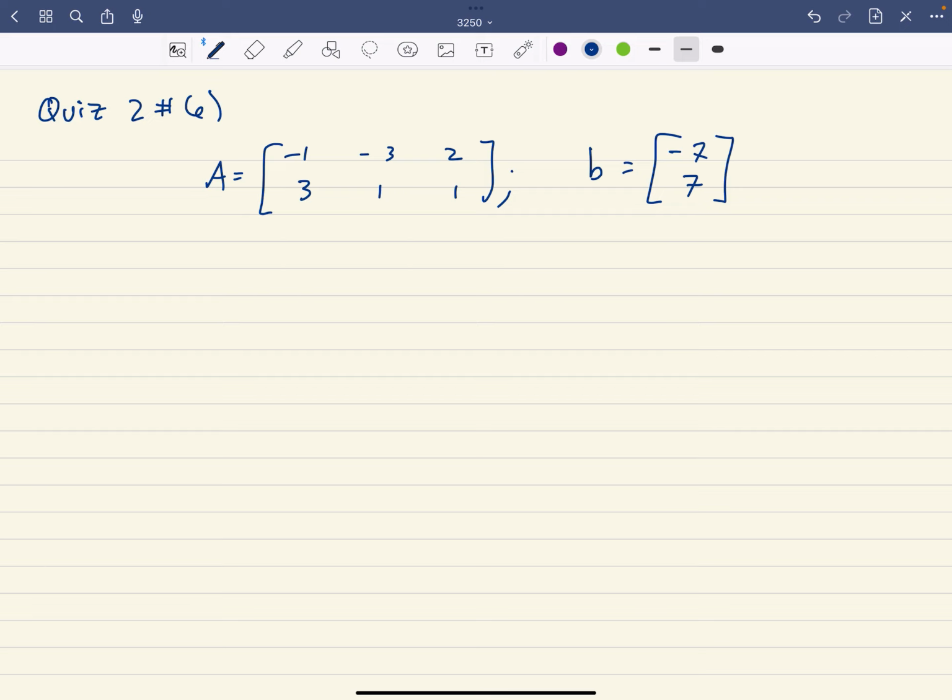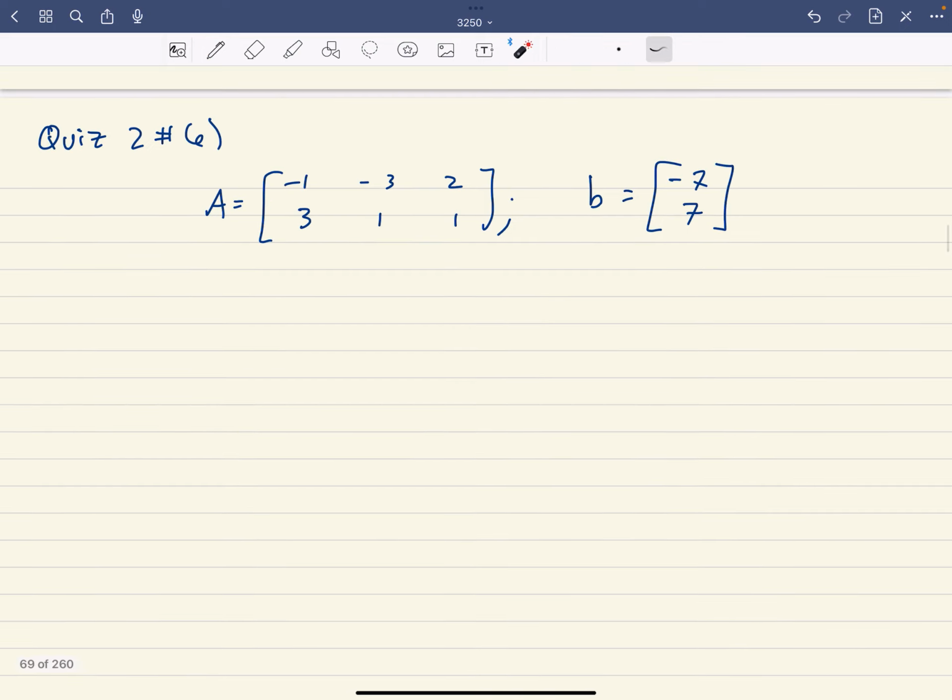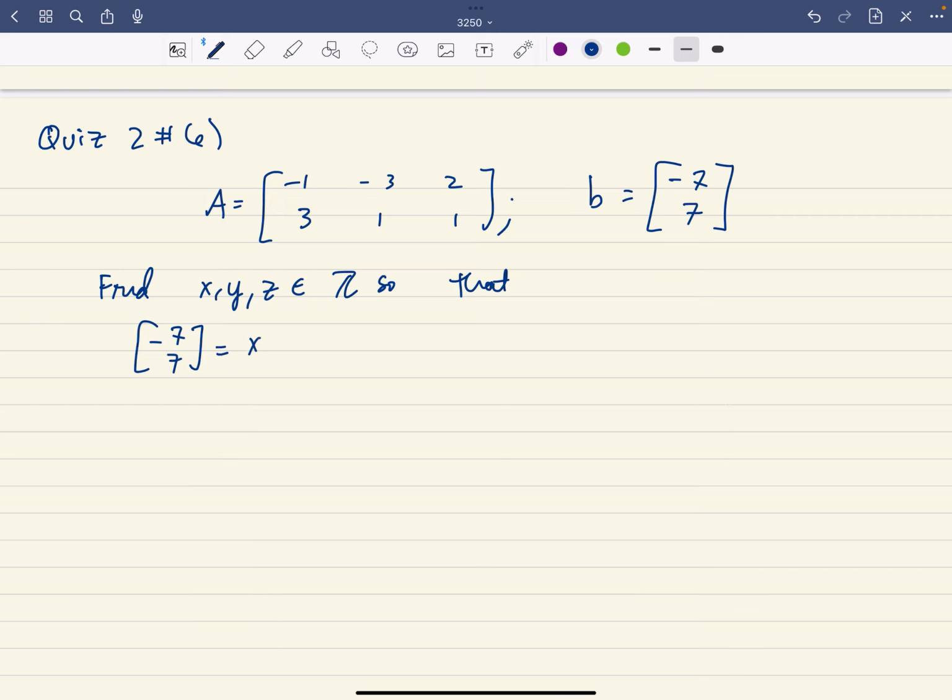A linear combination, just in general, means that you're going to take, in this case, the columns of A, and write them as the first one times x plus the second one times y plus the third one times z, where x, y, and z are integers. So we're trying to find integers x, y, and z so that we can write B as equal to x times the first column plus y times the second column plus z times the third column.